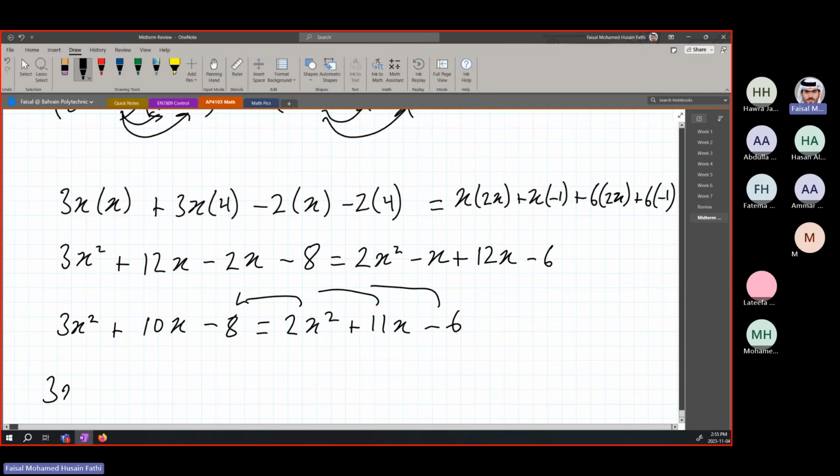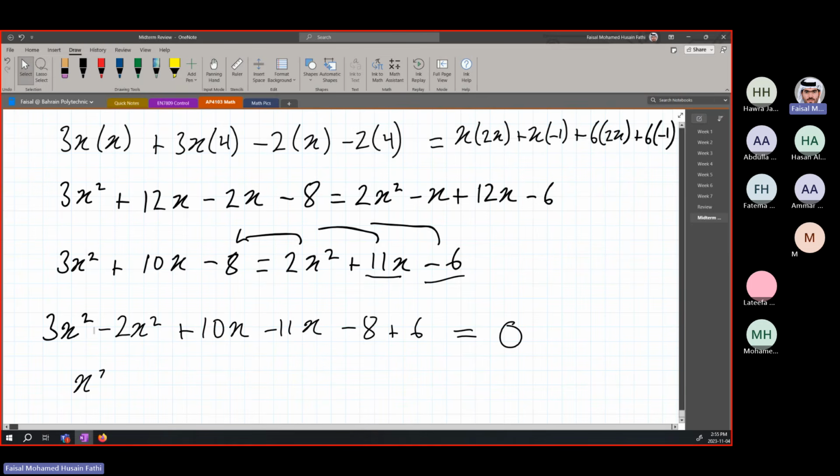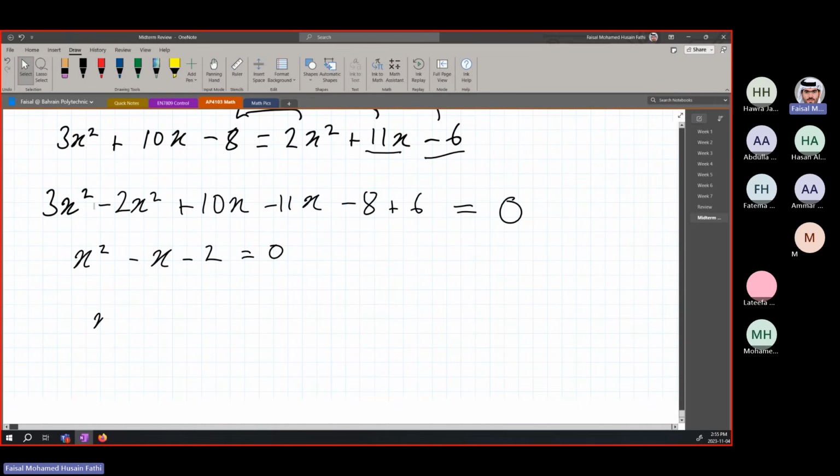So 3x squared minus 2x squared, and I'm just skipping a step here, plus 10x minus 11x, then it's positive here, it becomes negative there, minus 8, minus 6 becomes plus 6 on the other side. All of this will be equal to 0. Simplifying this, 3x squared minus 2x squared is just x squared. 10x minus 11x becomes minus x. Minus 8 plus 6 becomes minus 2 is equal to 0. Find x1, x2, and solve the equation. And done. Okay? Clear, Hassan?